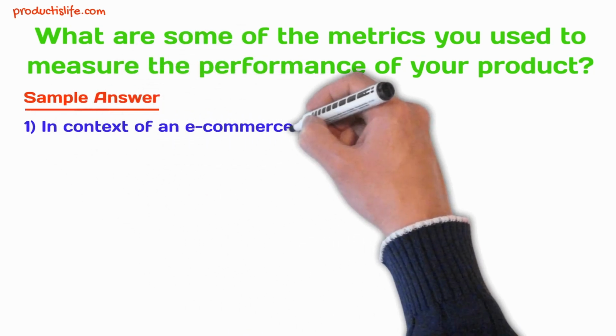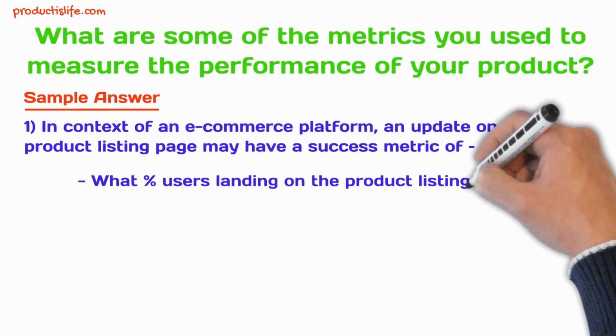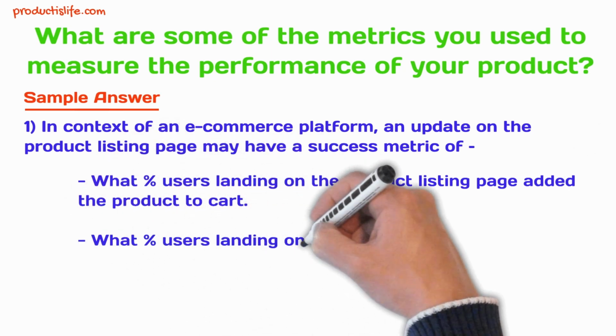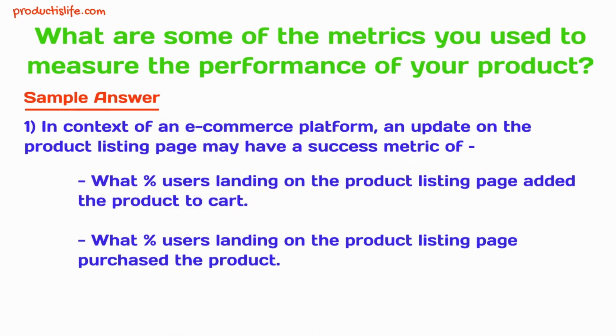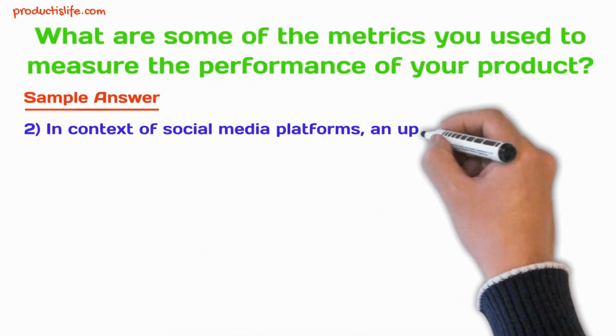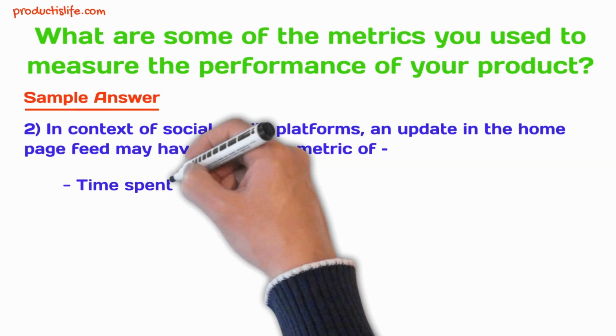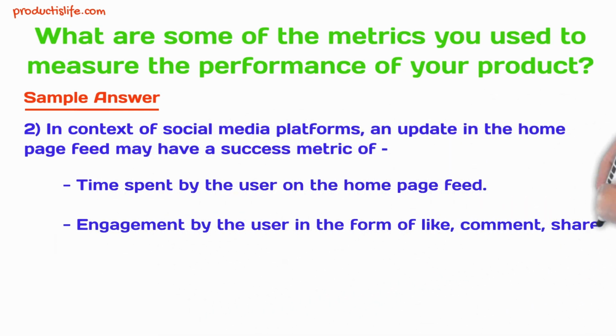In context of an e-commerce platform, an update on the product listing page may have a success metric of what percentage of users landing on the product listing page added the product to their cart, or what percentage of users landing on the product listing page purchased the product. Or in context of social media platforms, for example, an update in the homepage feed may have a success metric of time spent by the user on the homepage feed, or engagement by the user in form of actions like like, comment, share, etc.